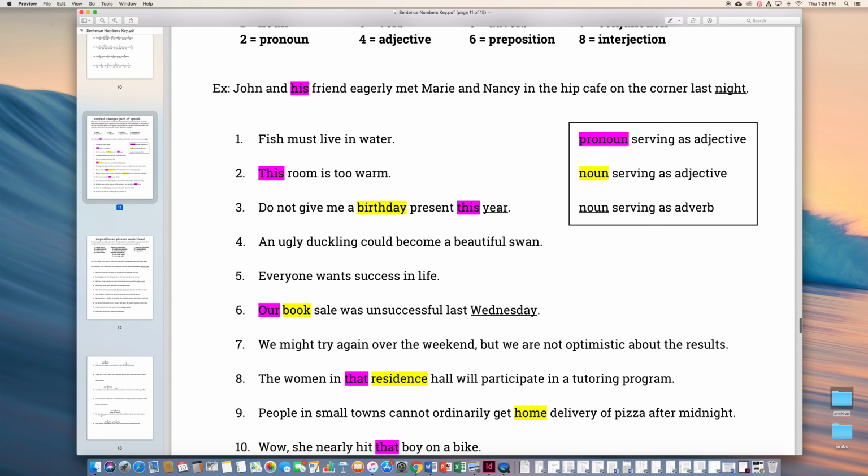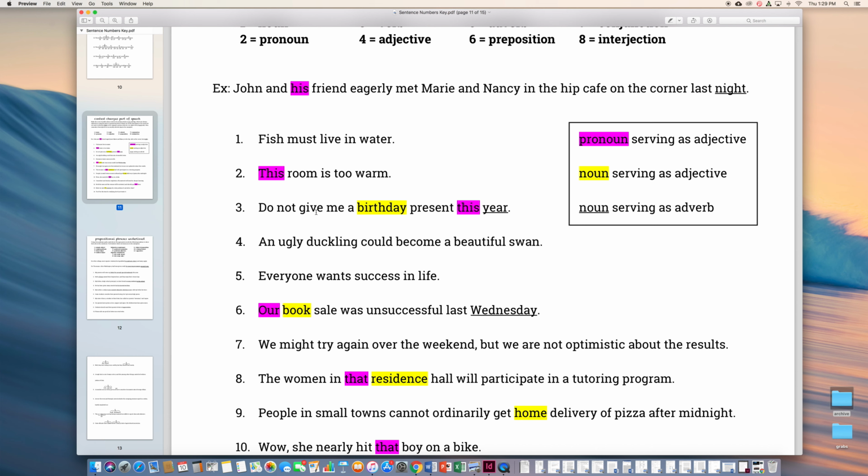We also have year here, but it is actually serving as an adverb. It is modifying give. It's saying when to give. Which year? This year. So we have the pronoun serving as the adjective. The adjective is modifying this adverb, year, right? And the whole adverbial phrase, this year, is modifying do, give.